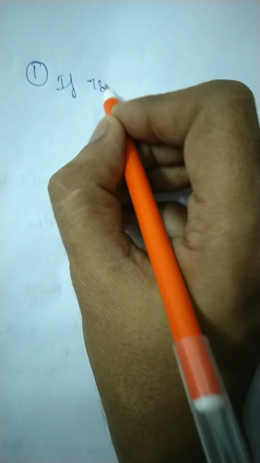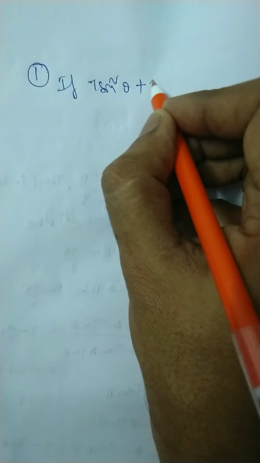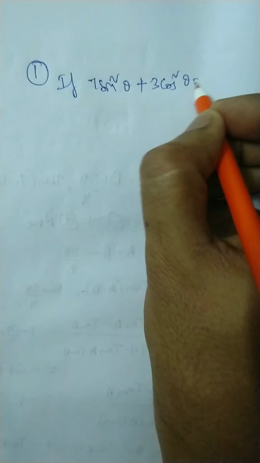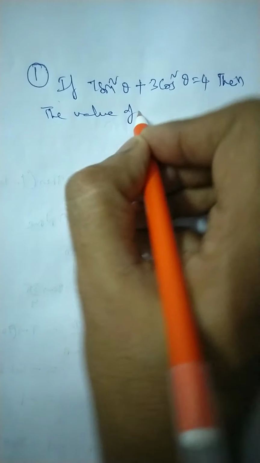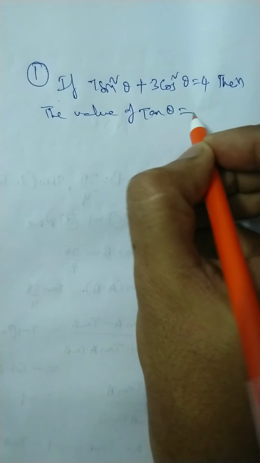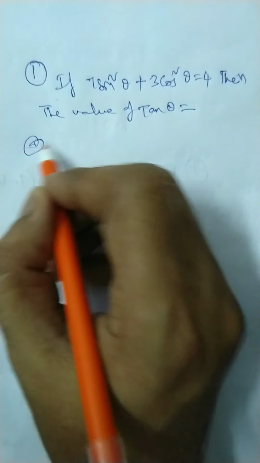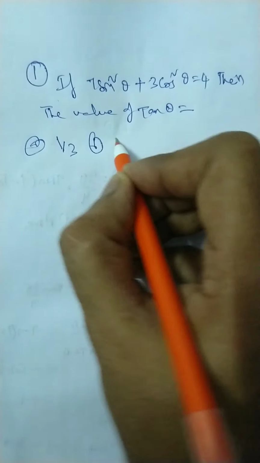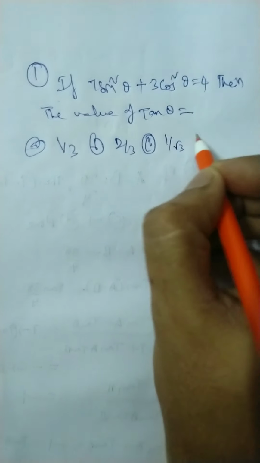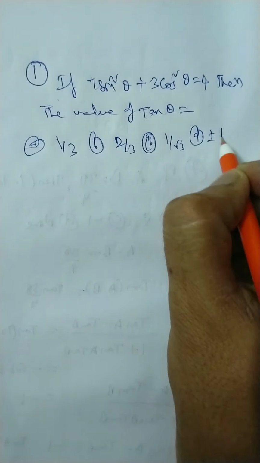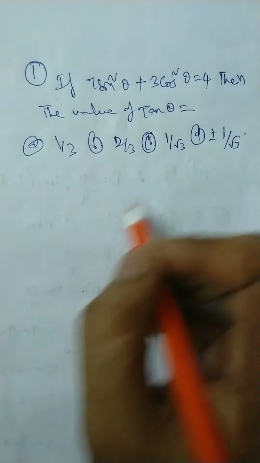If 7 sin square theta plus 3 cos square theta is equal to 4, then the value of tan theta is equal to, the options are 1 by 3, 2 by 3, 1 by root 3, plus or minus 1 by root 3.